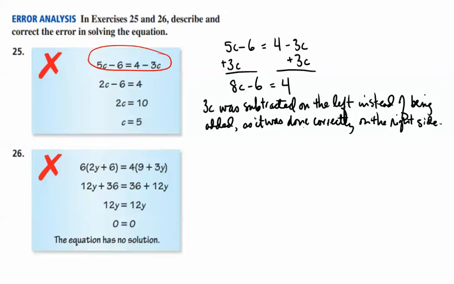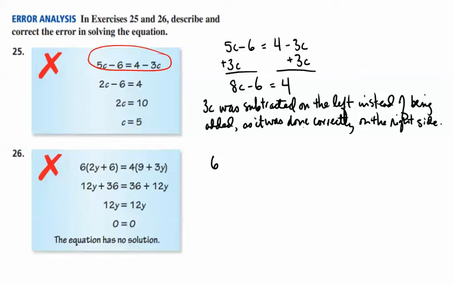Alright, so starting with the initial equation and thinking about it ourselves, we can see what the student did incorrectly. They added 3c properly on the right side, but they subtracted it on the left, and so they came up with 2c minus 6 equals 4 instead of 8c minus 6 equals 4. All right, let's go on to the next, number 26.